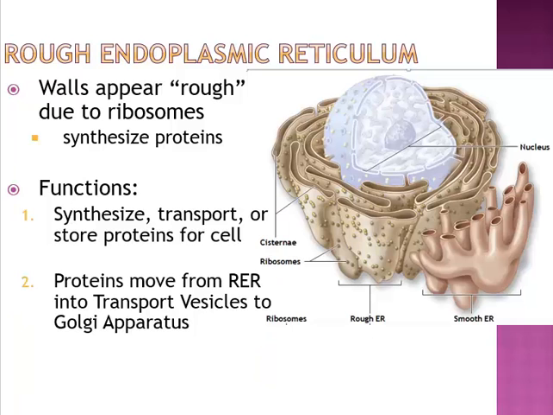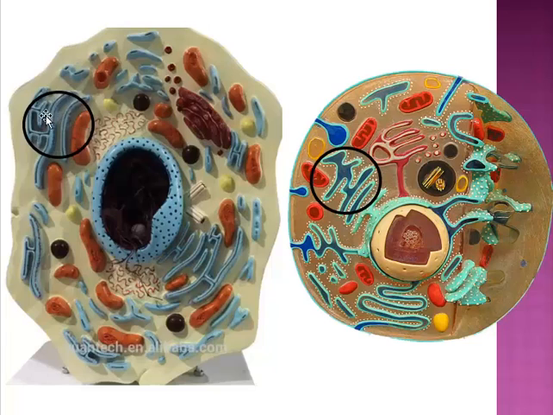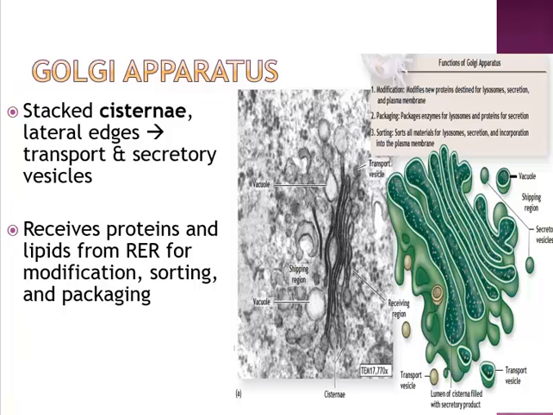Now moving on to our rough endoplasmic reticulum. As previously stated, it's called rough because of the appearance of the ribosomes, which synthesize proteins. The main function of the rough endoplasmic reticulum is to synthesize, transport, and store proteins for cells. Proteins move from the rough endoplasmic reticulum into transport vesicles, which go to the Golgi apparatus, which we will talk about in a second as well. So again, on our model, we can see our rough endoplasmic reticulum.